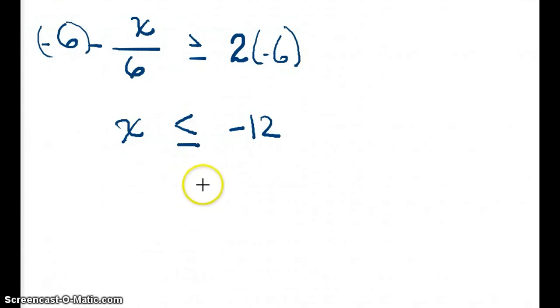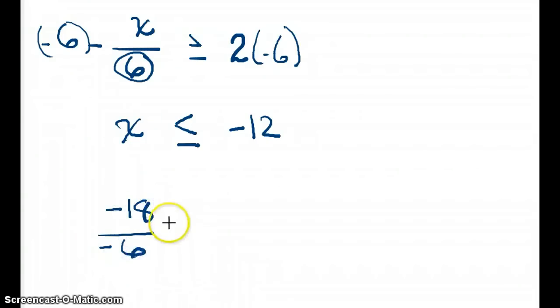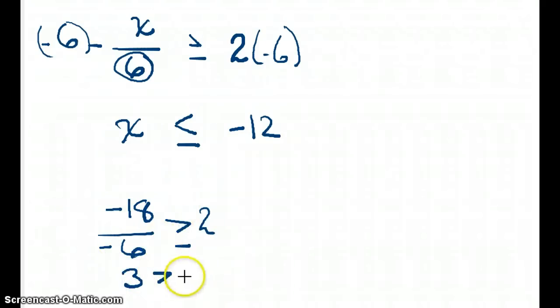Not a big deal. Pick a number less than negative 12. Negative 20 is most probably a good number, although I always like to choose numbers that are multiples of my denominator. In this case, a multiple of 6 is 18, so I choose negative 18. Negative 18 divided by negative 6 is greater than or equal to 2. 6 goes into 18 3 times. Negative divided by a negative is a positive. 3 is greater than or equal to 2. Good check step there. All right.